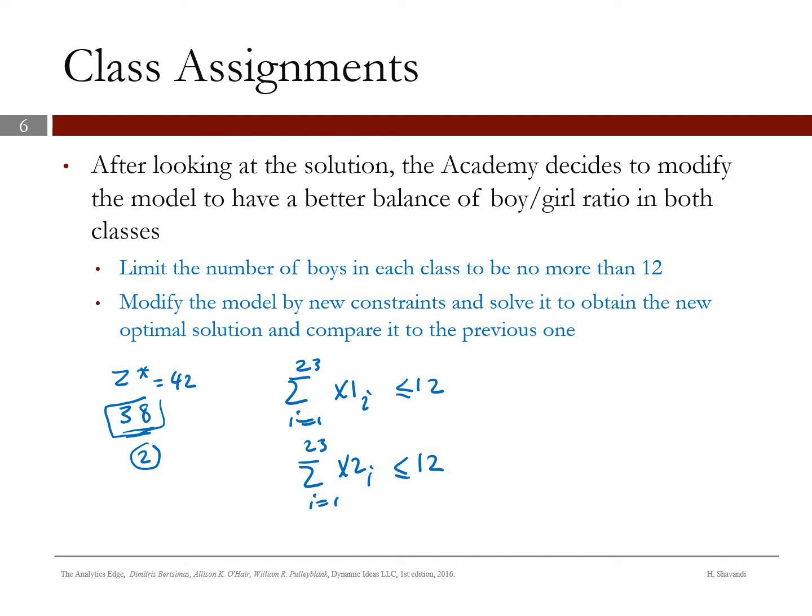Okay, so in this solution, we see 34 students are receiving their first priority. Previously, we had 38. Now we have more constraints. That means the solution wouldn't be better than the previous solution. So 34 students are receiving their first priority, and 6 students are receiving the second priority. Okay, so this would be the optimal solution of the new problem with new constraints.